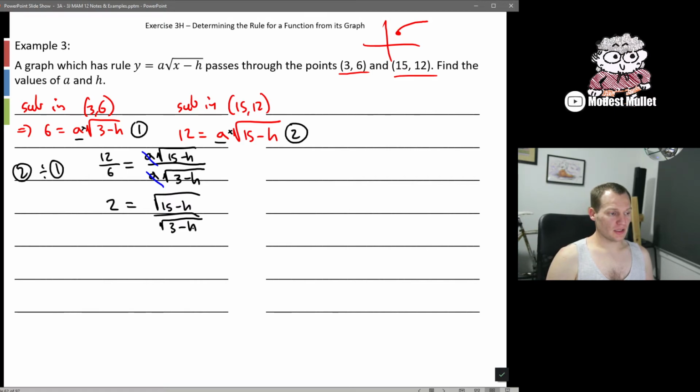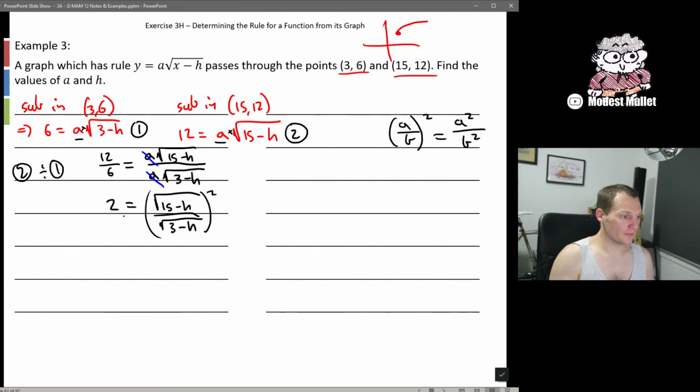Where do I go from here? Well, I could square both sides, because if I square all of that, we can use our index laws where if we had a on b all squared, that's the same as squaring the numerator and squaring the denominator. So let's do that. We've gotten to this stage. I'm just going to square that side, and I'm also going to have to square that side.